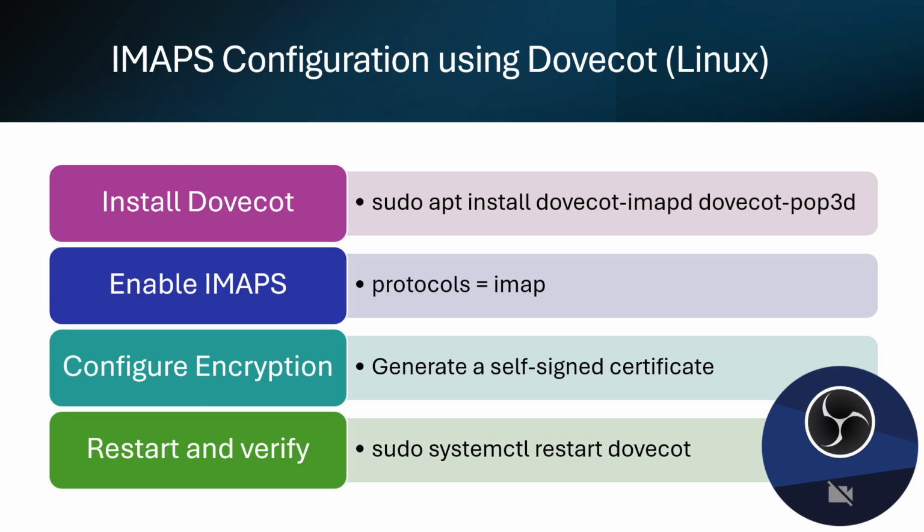When configuring IMAPS, in this particular instance using Dovecot on Linux, first we are going to use the command sudo apt install dovecot-imapd dovecot-pop3d. This will install Dovecot. Next, we want to enable IMAPS. You can do this by setting protocols equals imap. You want to generate a self-signed SSL/TLS certificate and make sure that it is linked. And then you can use the command sudo systemctl restart to restart Dovecot and verify that it is up, secure, and running.